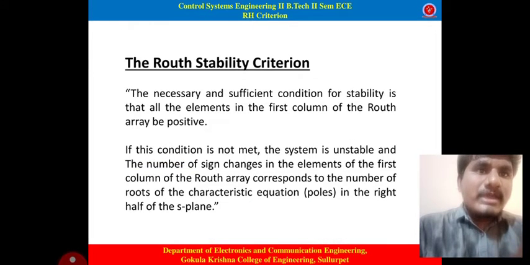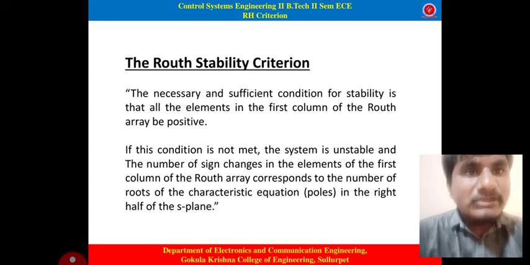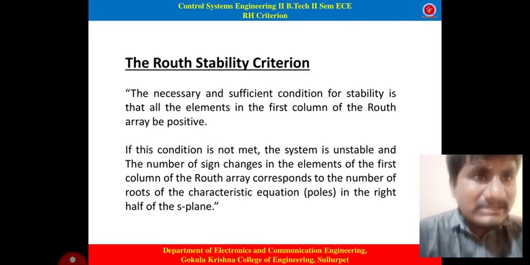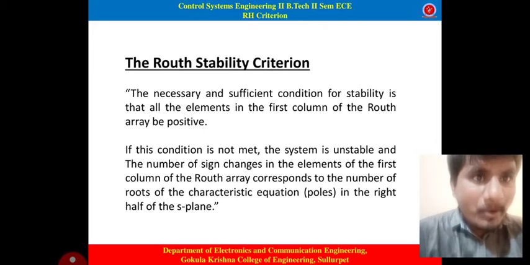So far we have discussed how to fill the Routh table. After filling the Routh table, how do we determine the stability? Let's see the Routh stability criterion. The necessary and sufficient condition for stability is that all the elements in the first column of the Routh array be positive. If this condition is not met, the system is unstable, and the number of sign changes in the elements of the first column of the Routh array corresponds to the number of roots of the characteristic equation, which is nothing but poles, in the right half of the S plane.